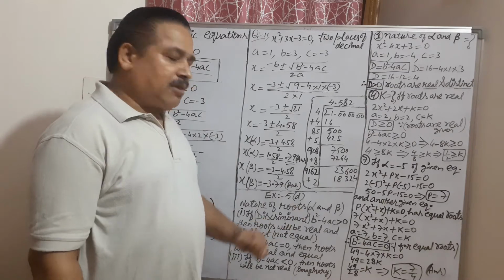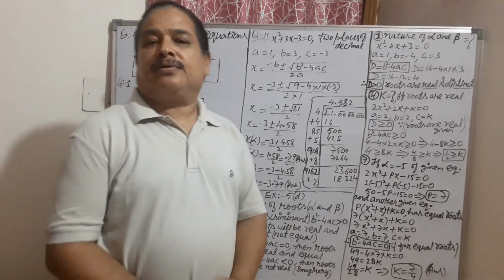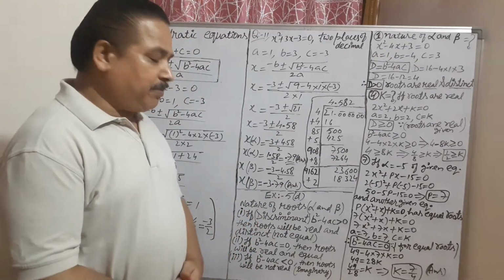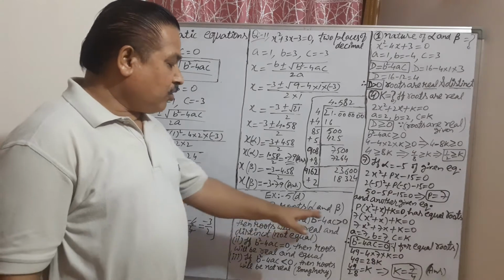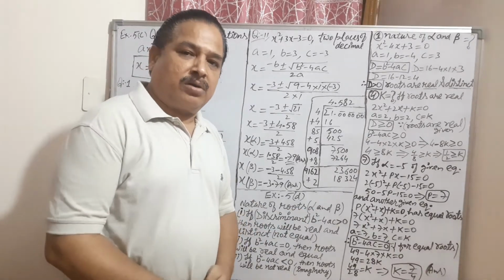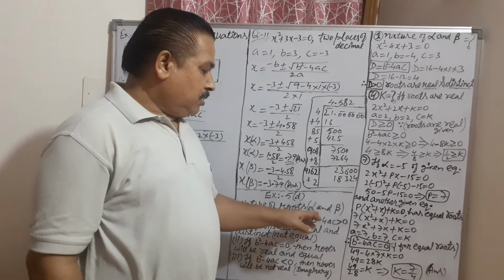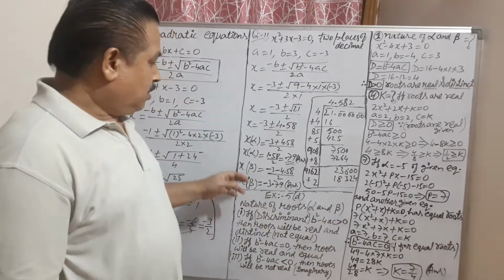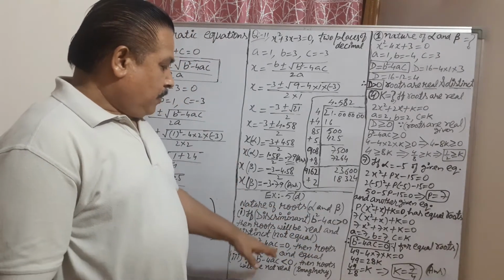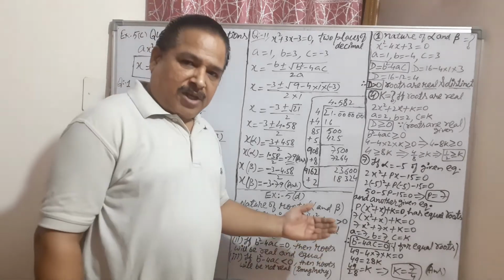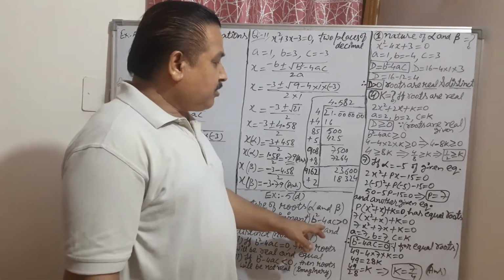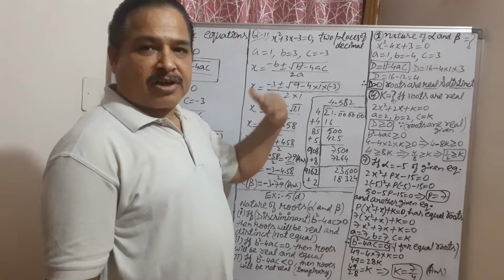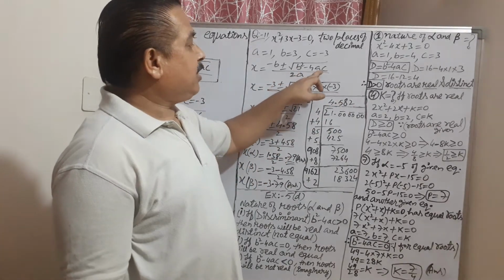Now see the next exercise. Your next exercise is 5D. Nature of the roots. You have to tell the nature of the roots. Nature of the roots means the nature of alpha and beta, both the values of x. How would you come to know the nature of the roots? By the discriminant part. Which part is called the discriminant? The discriminant part is b square minus 4ac.